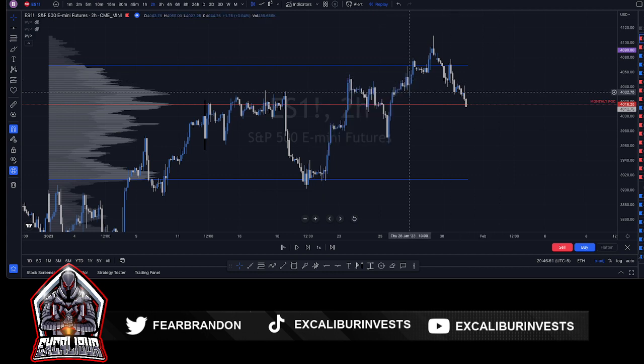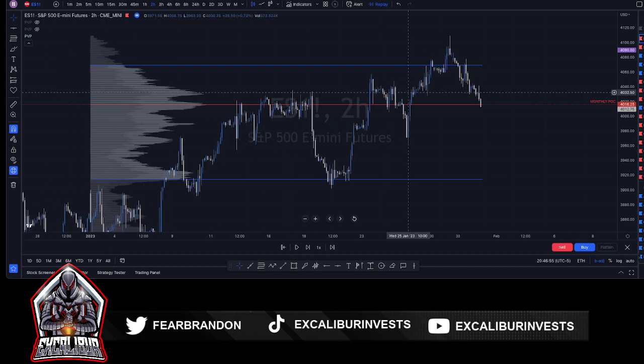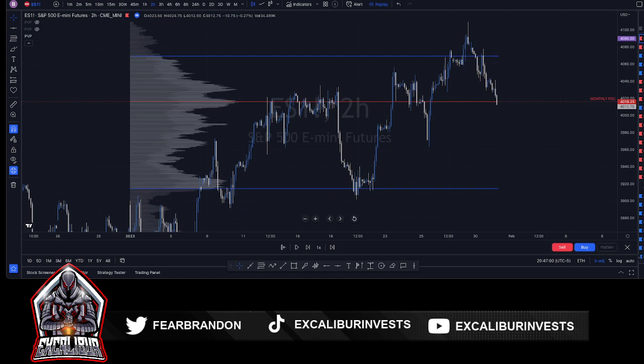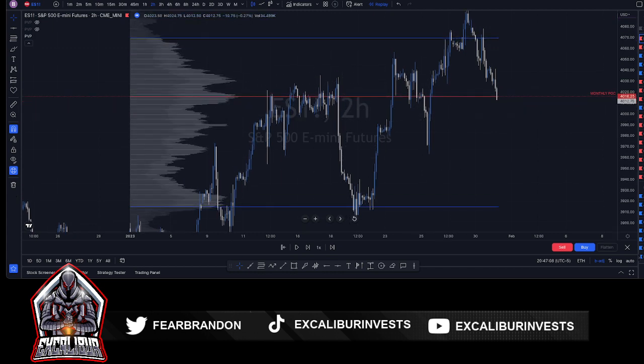So what I'm looking for is low volume nodes. Low volume nodes are going to be areas where the market's going to reject. A lot of people think gap fills are plays you want to get into. But for me, I feel like the gap is the rejection I want to play. So what I'm going to mark up on this monthly is where the low volume nodes are. So we have our POC, and we have a lower volume node here.